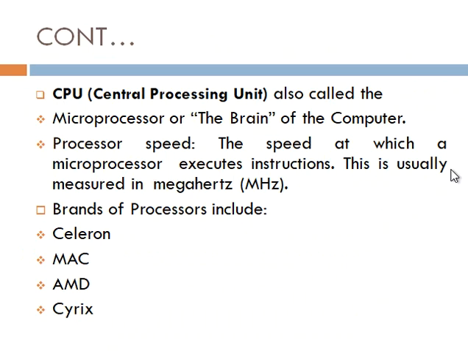CPU. CPU is the central processing unit, and it is known as the brain of the computer. The processor speed is the speed at which a microprocessor executes instructions, usually measured in megahertz. The types of processors are Celeron, Mac, AMD and Cyrix. These are some configurations of processors.